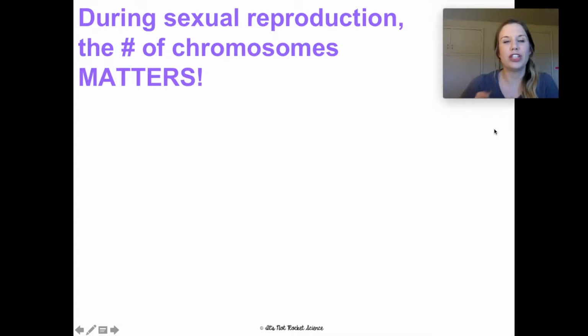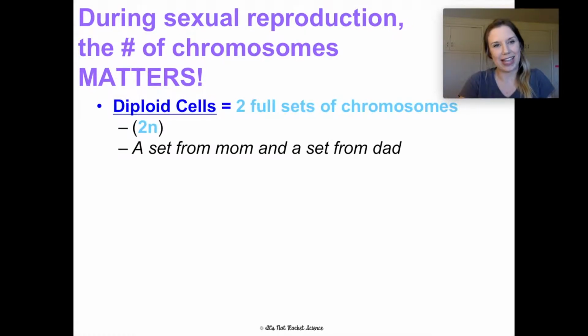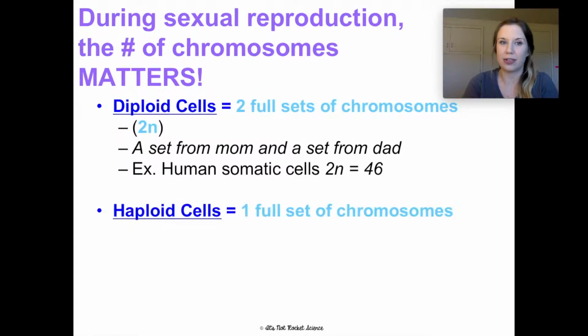All right, and then just to reiterate, during sexual reproduction, the number of chromosomes matters. Diploid cells, all that means is that they have two full sets of chromosomes. They have chromosome number 2N, which is 2 times the amount our gametes have, which would be 23 in humans. N would equal 23, so 2 times N equals 46. And that just means we have a set from mom and a set from dad. Examples are human somatic cells.